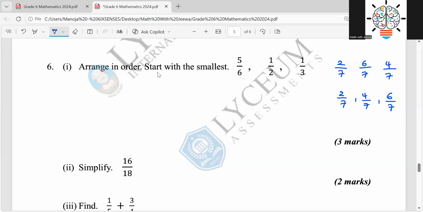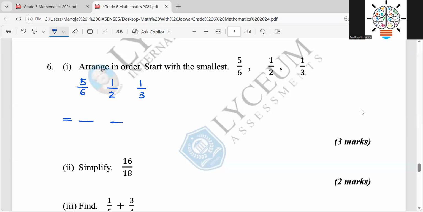But the problem here, children, in this question, the fractions they have given don't have the same denominator. So what is the first step we should do? We want to convert them into a common denominator. 5/6. Then we have 1/2 and we have 1/3. What I do, I convert them into the same denominator, that is 6. And 5/6 I can write as it is. No, children, you don't need to do anything because I selected the same denominator as the common denominator.